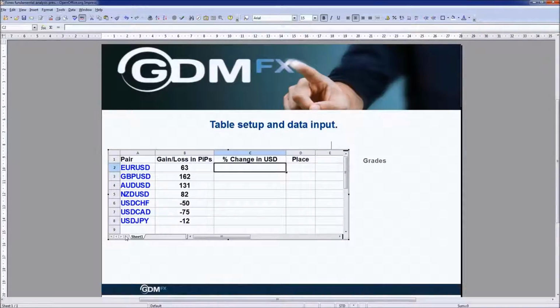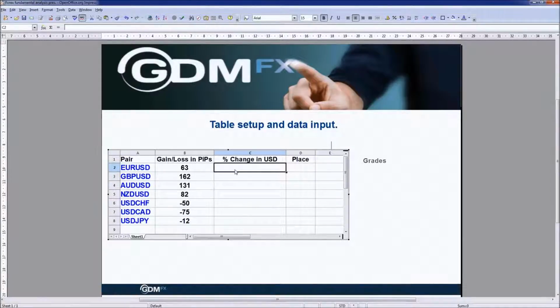So here on the first 4, the pair went up. On the last 3, the pair went down. So we have the euro gaining versus the dollar 63 pips, the pound versus the dollar gaining 162 pips, and so on and so on. And here the dollar is losing 50 pips against the Swiss franc.